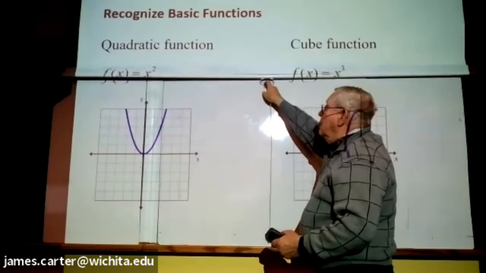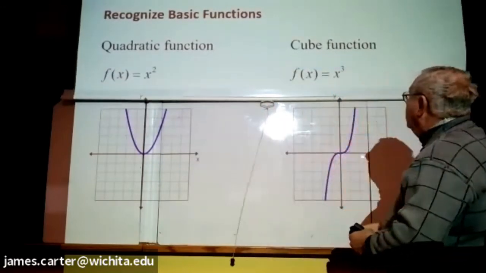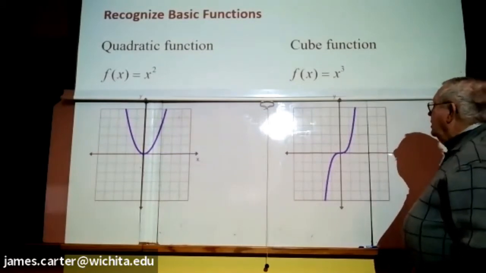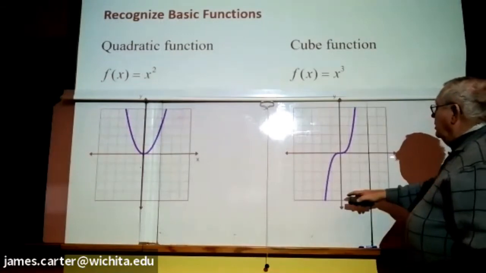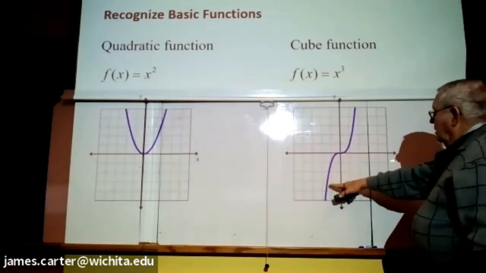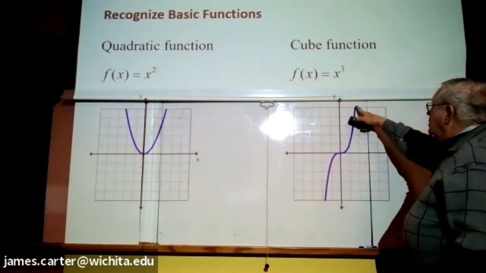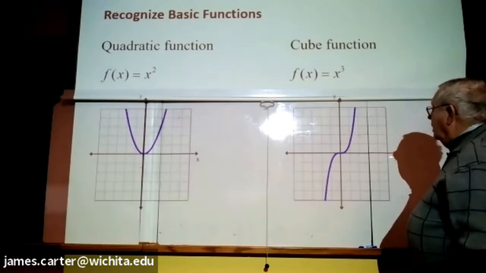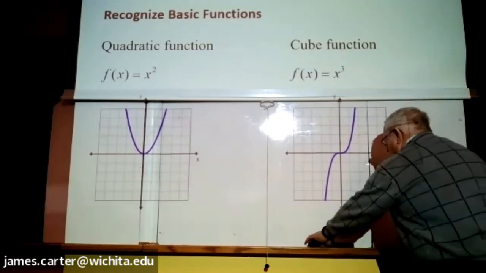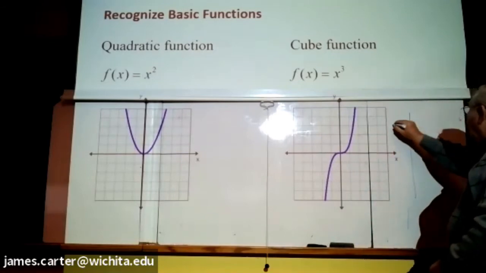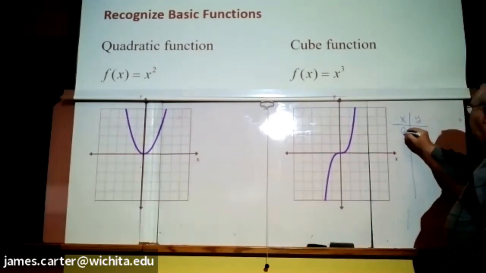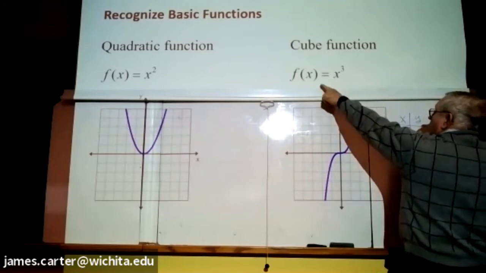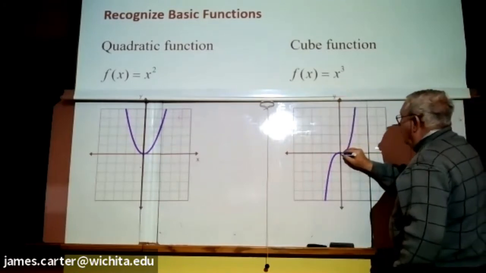Okay, let me pull this down just a little bit more. Okay, y equals x cubed. In this case, we get an equation that looks like this. It starts down at the left, ends up at the right. Okay? And if we did an XY table on this one, if we let 0 be X, then Y would still be 0.